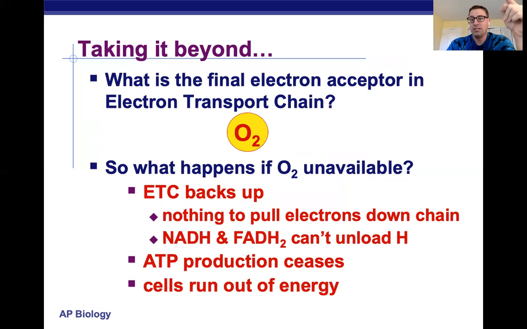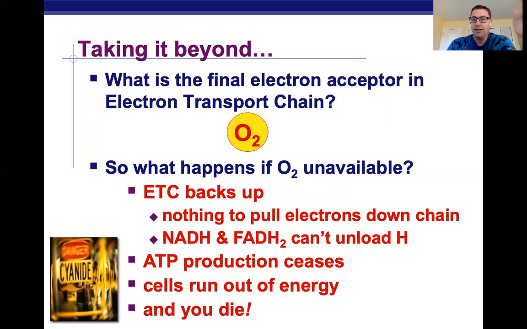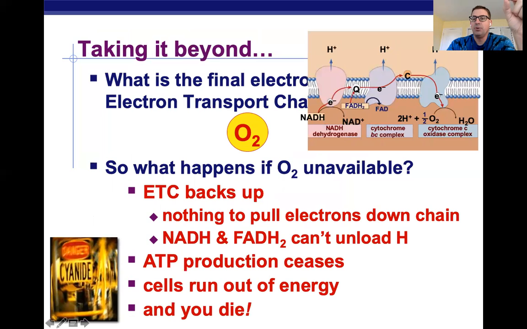And you know what happens when it runs out of energy? It's going to reach metabolic equilibrium. And then you will reach metabolic equilibrium and you will die. Cyanide is actually a poison that blocks oxygen from being that final electron acceptor. It will not allow the electrons to pass from the electron transport chain to oxygen. And that is why that ends up leading to death of individuals who take cyanide. And that's all I have on the electron transport chain.